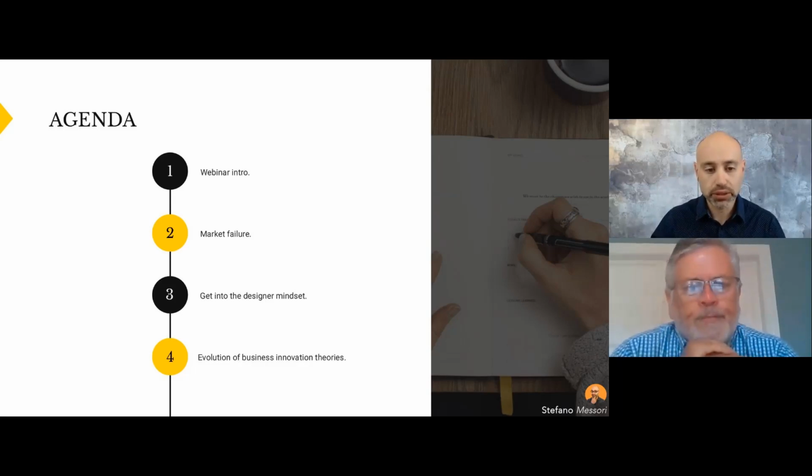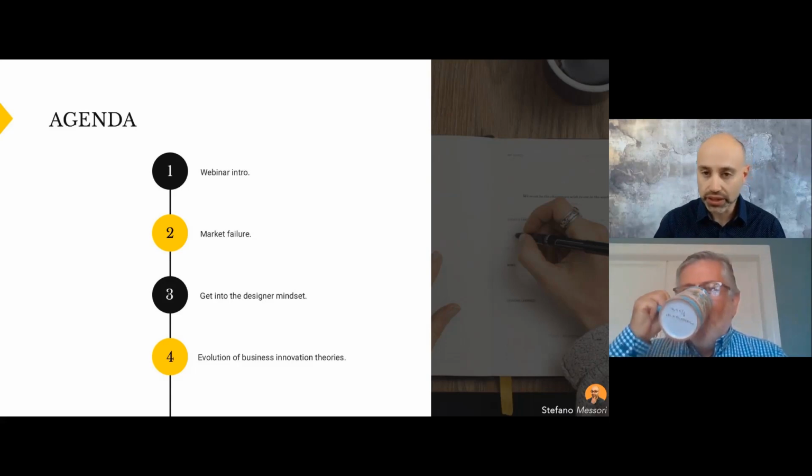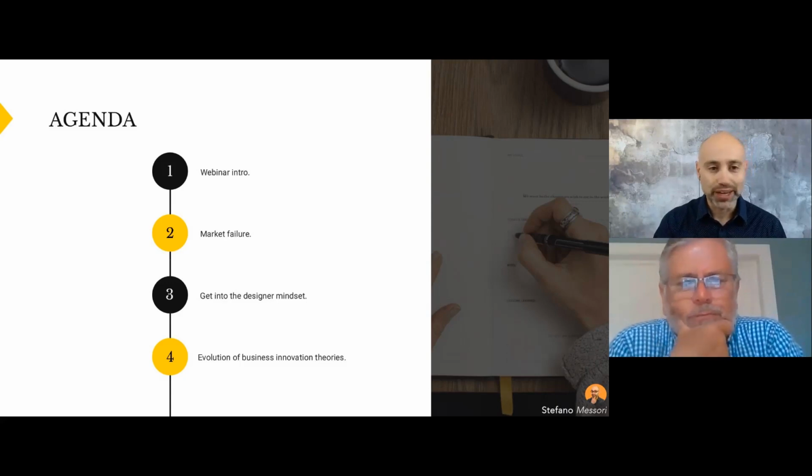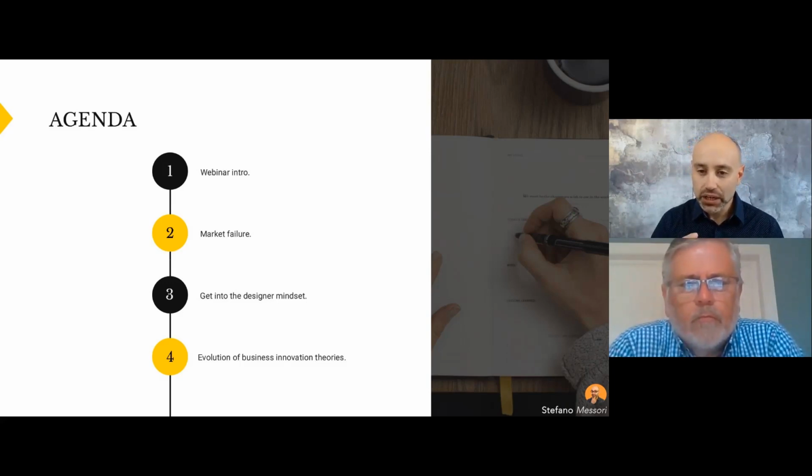So I want to spend a little time having a look at the designer mindset. And the last point is giving you an introduction to the different business innovation theories that developed over time. We decided to do that because when you want to innovate, you start to read books and look on the internet for which theory you can use. What we have learned is that it is always useful to understand how these theories developed. What was the reason behind that theory? So let's take a little time to understand how these theories evolved and how you can apply them to your organization.